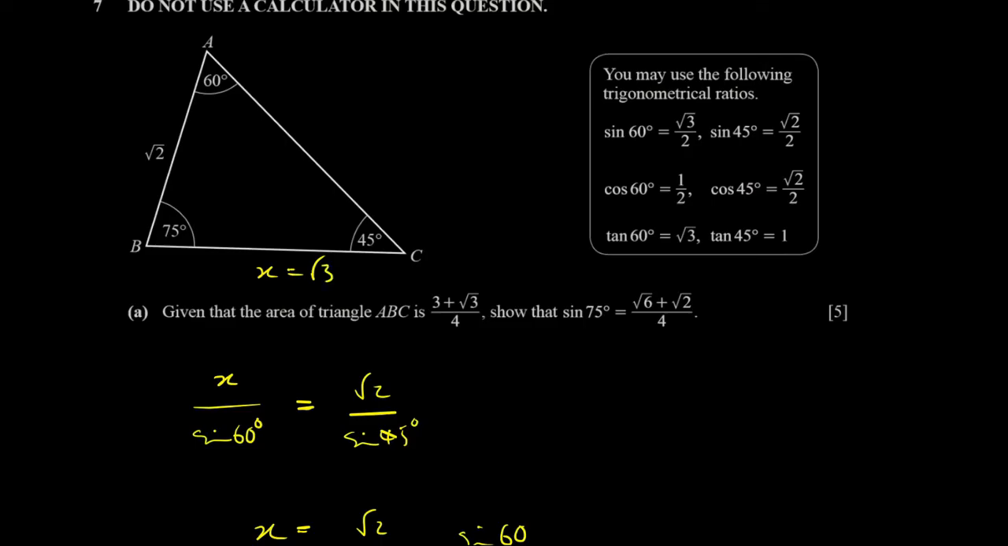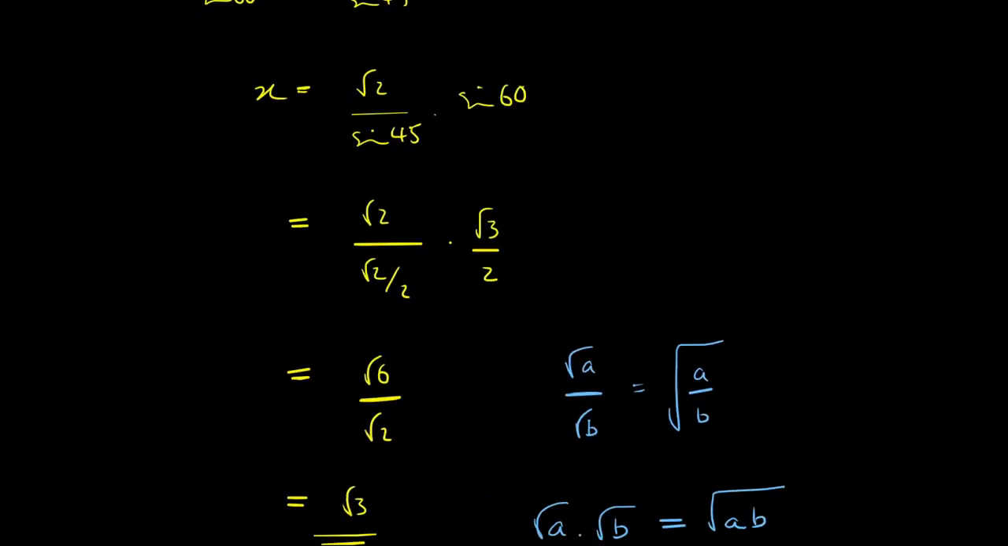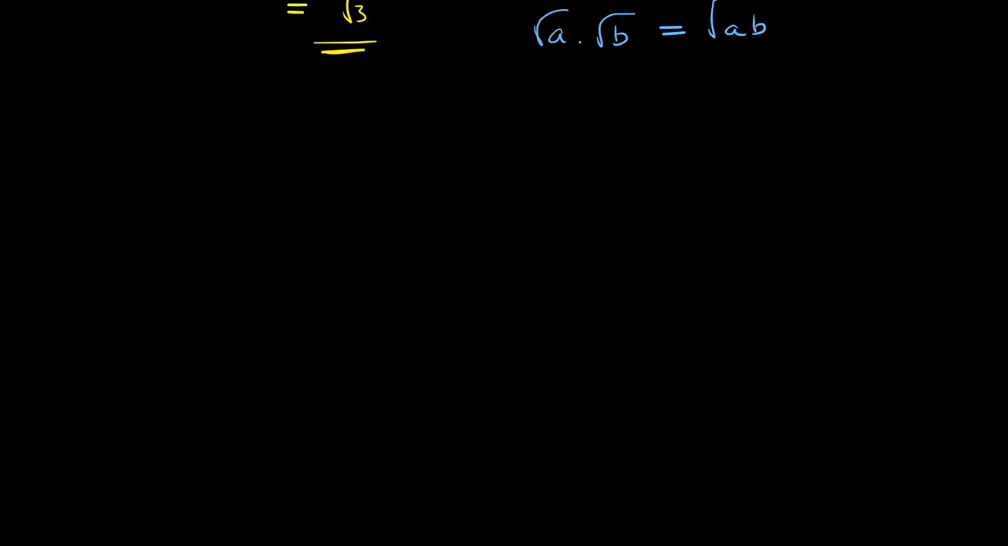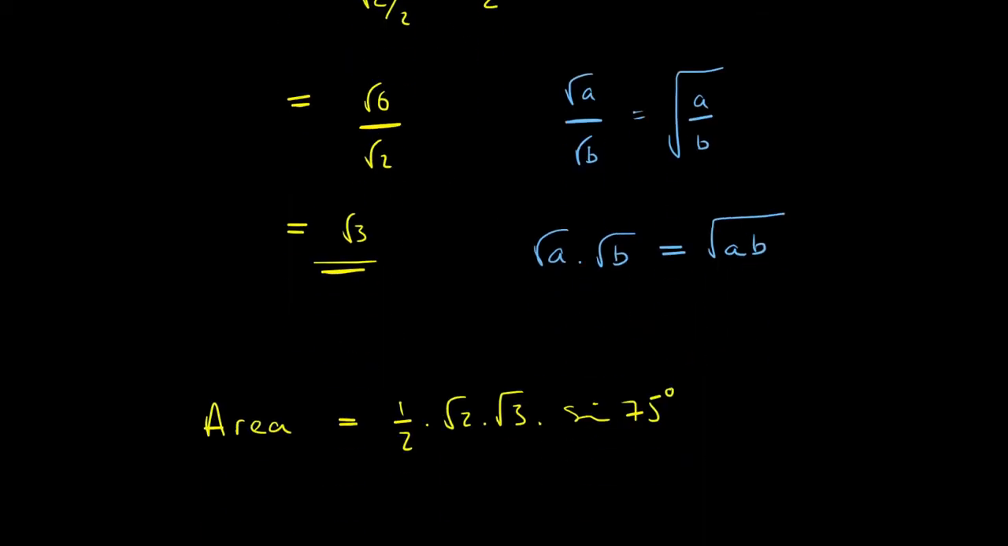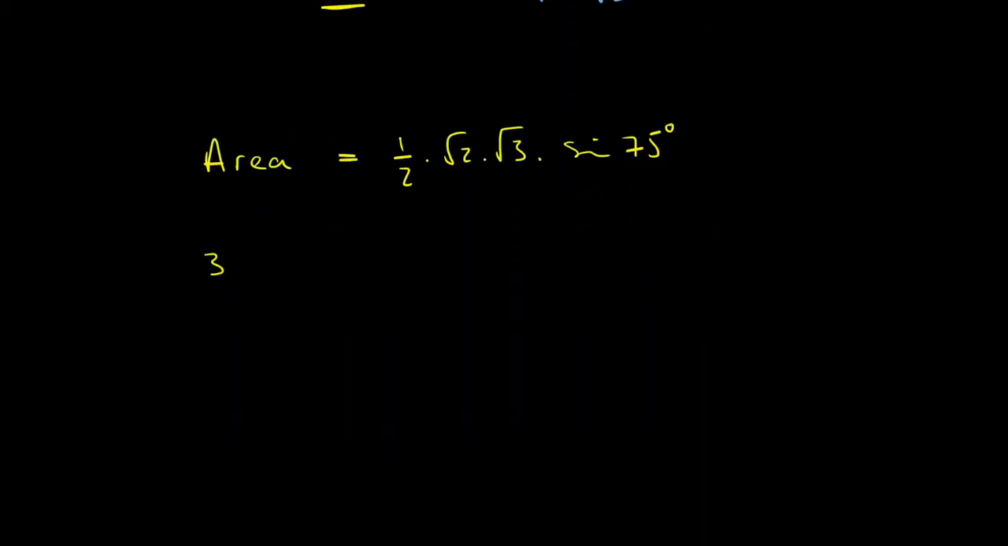Well, how can we use the formula for the area of a triangle? We can now say that the area of the triangle is going to be a half root 2 times by root 3 times by sine 75. So I'm going to write that out. The area of our triangle is going to equal a half times by root 2 times by root 3 times by sine 75 degrees. And we're told that this area is equal to 3 plus root 3 upon 4. So 3 plus root 3 upon 4 is equal to this whole thing here.